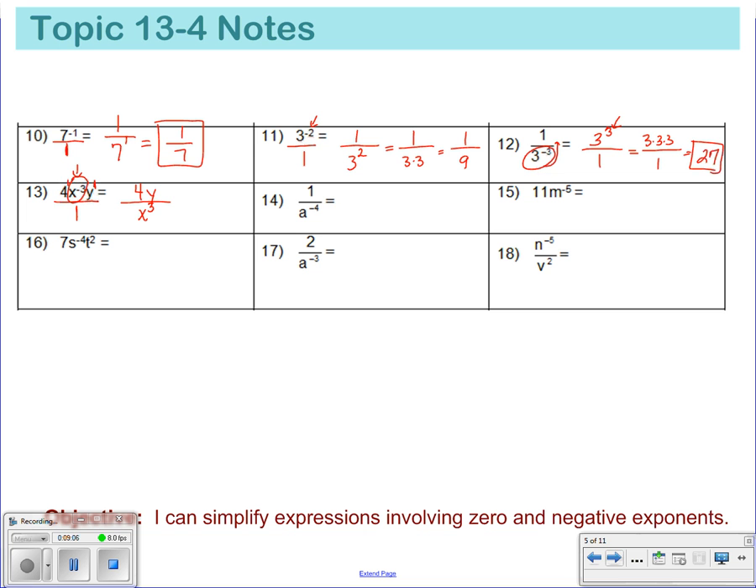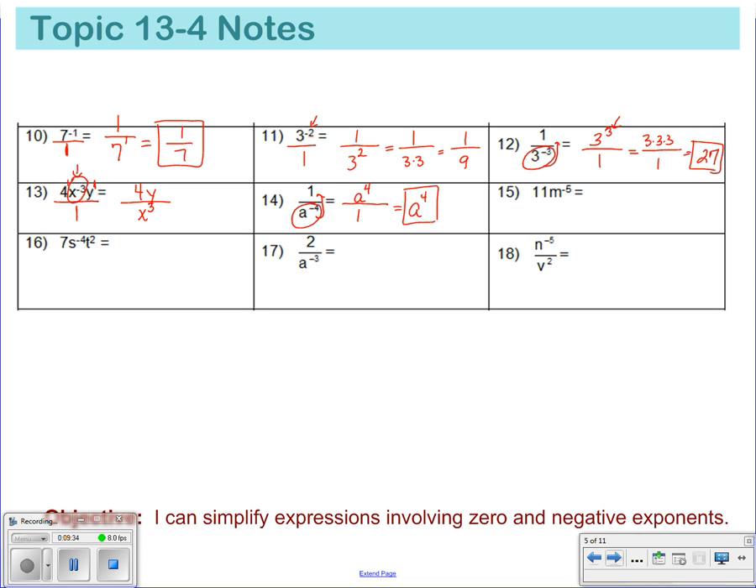Let's look at number 14. I only have one term. Now one term is in the denominator. It has a negative exponent, so that means I need to move it in order to make that exponent positive. To make it positive, I move it to the top. The negative 4 becomes a positive 4. My 1 is now on bottom. Well, anything divided by 1 is just what it is, so I have a to the 4th power as my final answer.